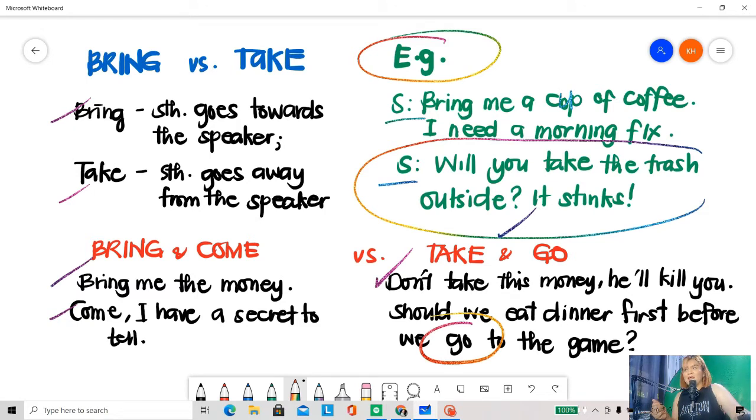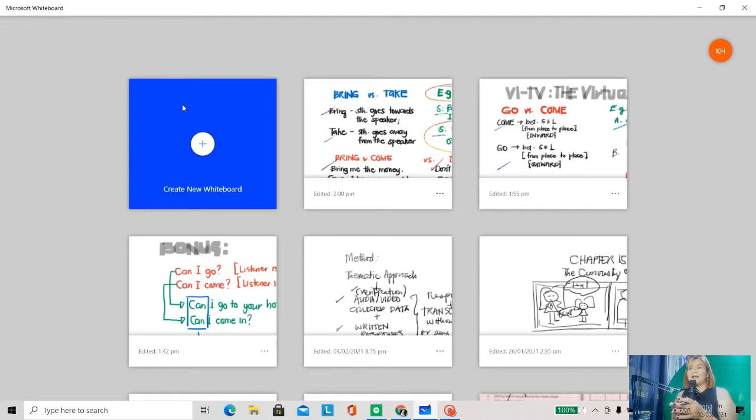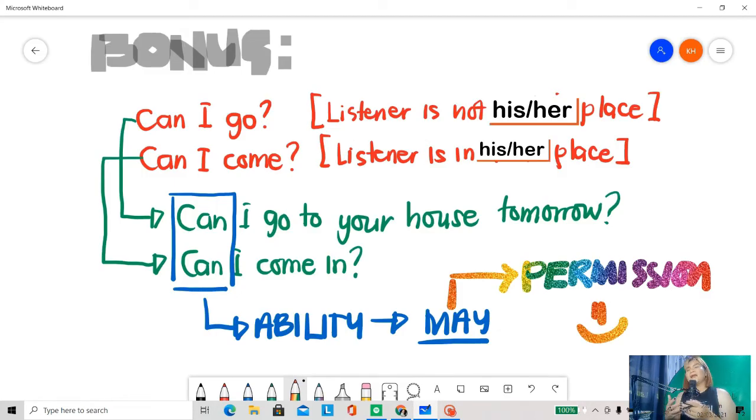Now, a bonus lesson, since na-miss natin ang virtual classroom, let's talk about the more common questions na ginagamit natin every time we communicate with other people. Let's talk about can I go and can I come. So how do we use them correctly, and are they technically correct, right? Or grammatically correct? So, to answer the question, are they grammatically correct? Yes, they are grammatically correct if we talk about syntax or sentence structure.